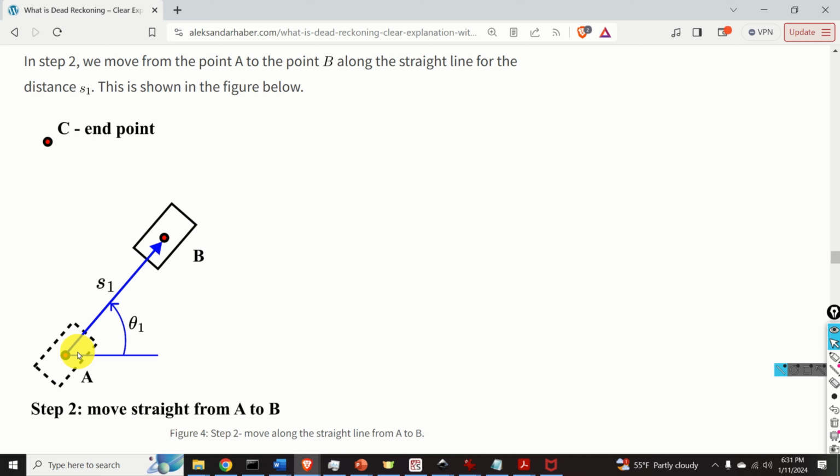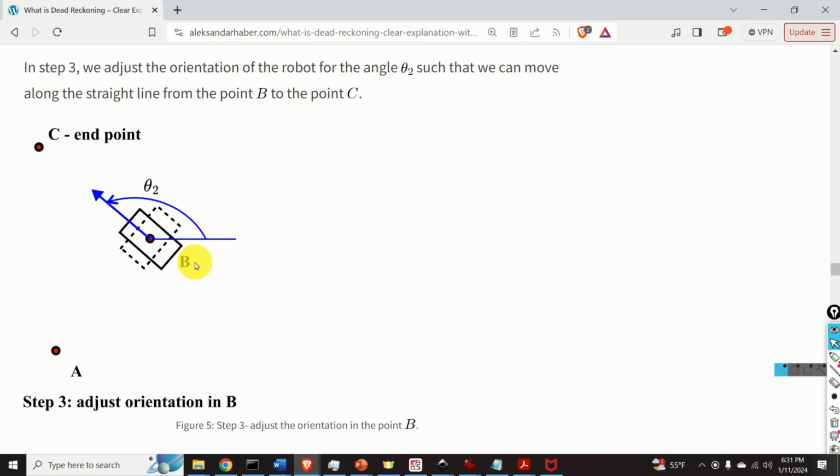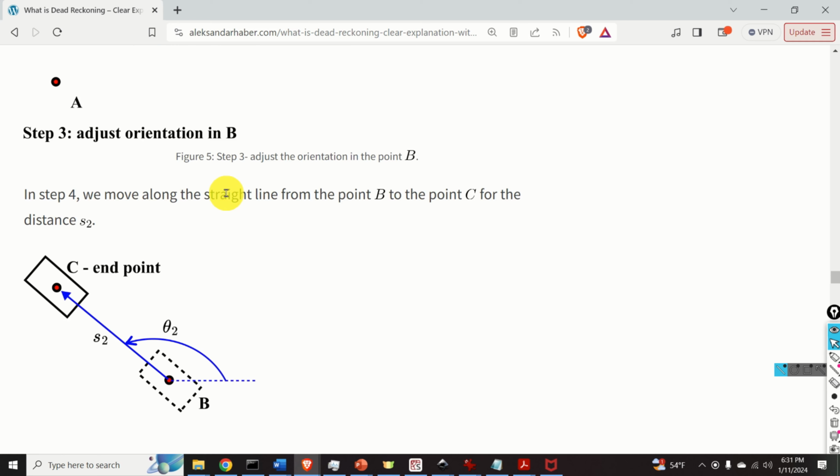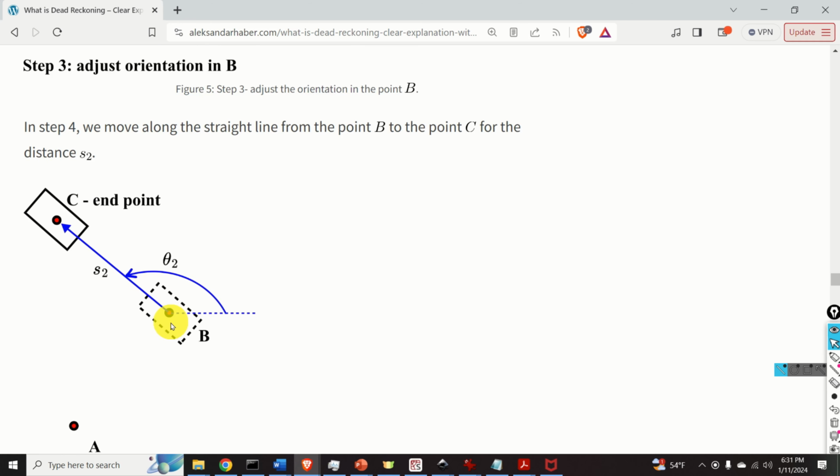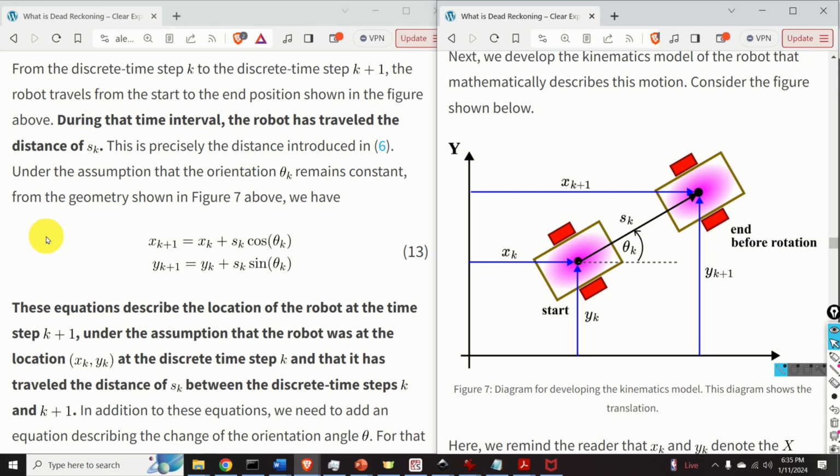Then in step 2, we move from the point A to the point B along the straight line for the distance S1. In step 3, we adjust the orientation of the robot for the angle θ2 such that we can move along the straight line from the point B to the point C. Then, in step number 4, we move along the straight line from the point B to the point C for the distance S2. Next, we develop the kinematics model of the robot that mathematically describes this motion.